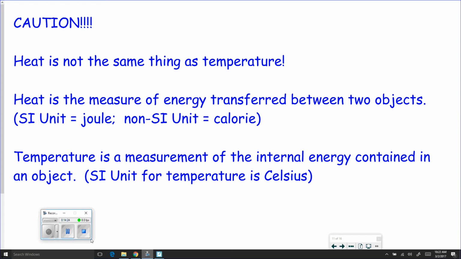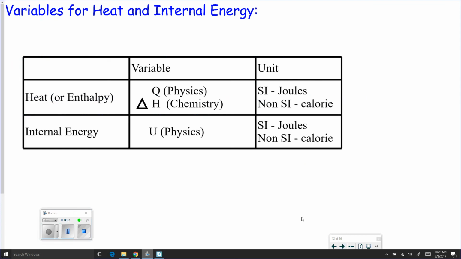And temperature is a measurement of that internal energy, and we use the SI units Celsius or kelvins. I did not add kelvins here, but make sure you know it's kelvins as well. Quick chart to write down regarding variables and the units that measure internal energy and heat.